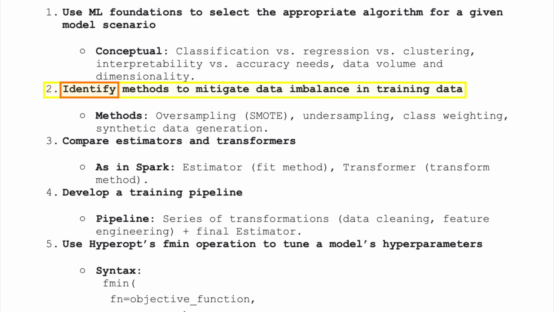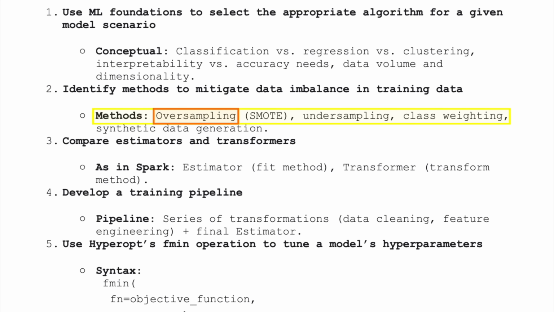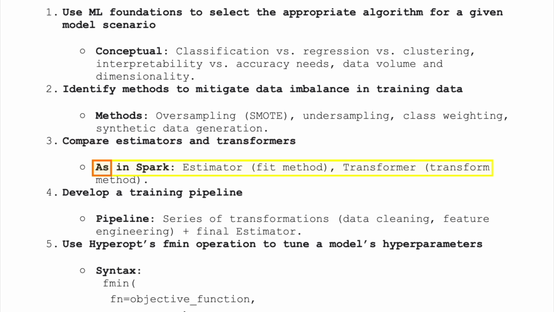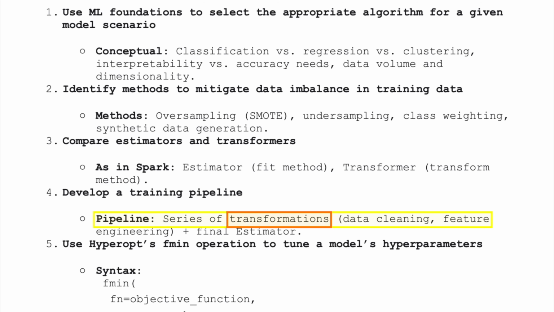2. Identify methods to mitigate data imbalance in training. Data methods: oversampling, SMOTE, undersampling, class weighting, synthetic data generation. 3. Compare estimators and transformers as in Spark. Estimator: fit method. Transformer: transform method. 4. Develop a training pipeline: series of transformations, data cleaning, feature engineering, plus final estimator.